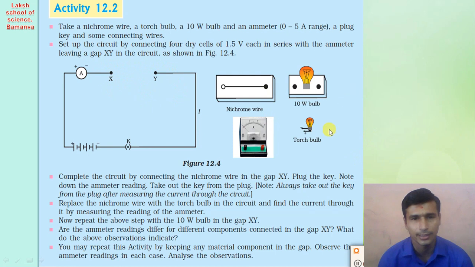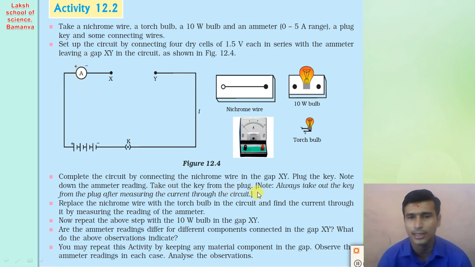In that gap we will connect different components, right? So first of all, take a nichrome wire, complete the circuit by connecting a nichrome wire in the gap XY, plug the key, switch on the key, note down the ammeter reading. So what amount of electric current is passing through this nichrome wire we can read from the ammeter, and measure the electric current passing through the nichrome wire.